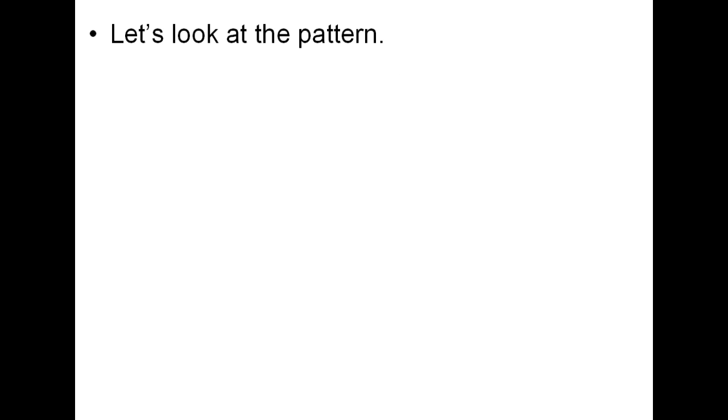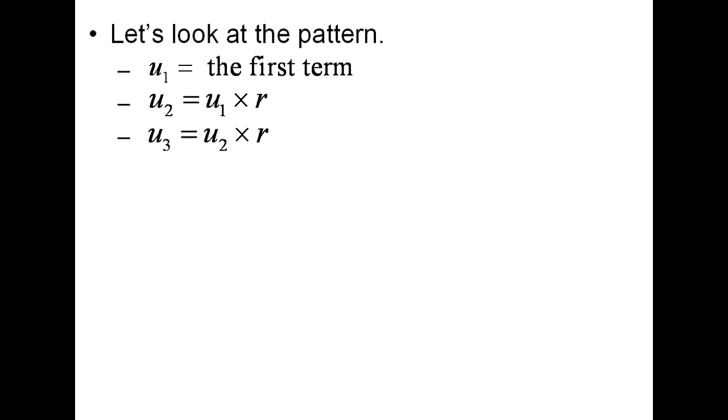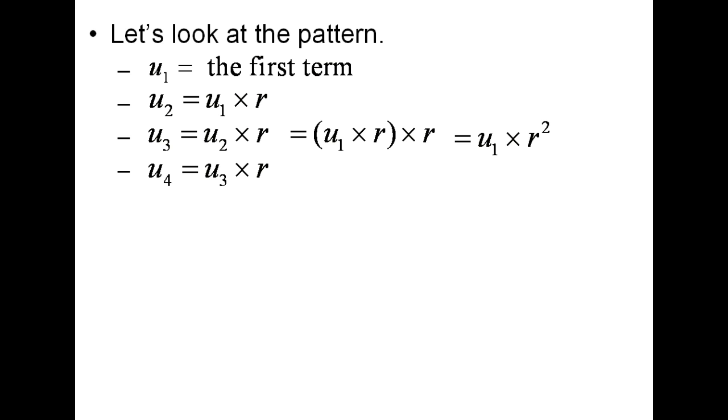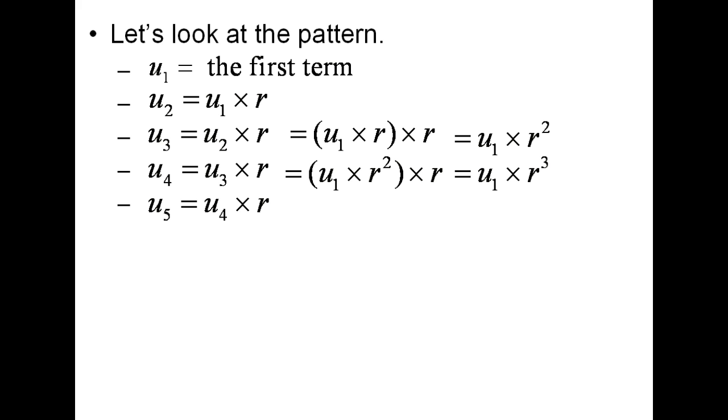So we'll look at a pattern. You should see that it's somewhat similar to the pattern that we saw in the arithmetic sequence, except to get u2, we do the first term times R. To get the third term, we do the second term times R, which is the first term times R, so now times another R, we get the first term times R squared. If we do it again, we get the first term times R cubed. To get the fifth term, we do the fourth term times R. The fourth term was the first term times R cubed, times another R gives me the first term times R to the fourth.